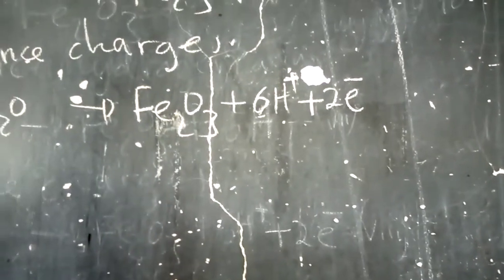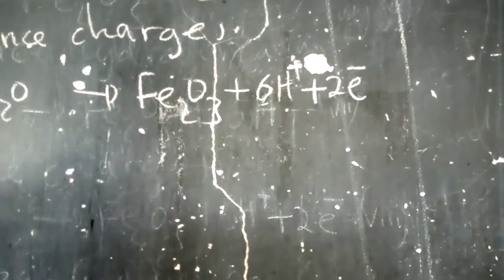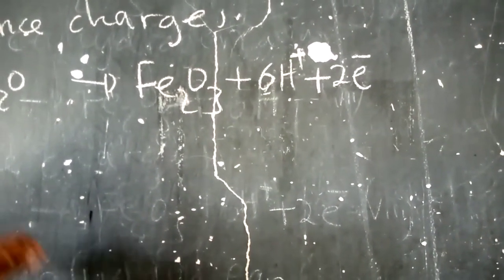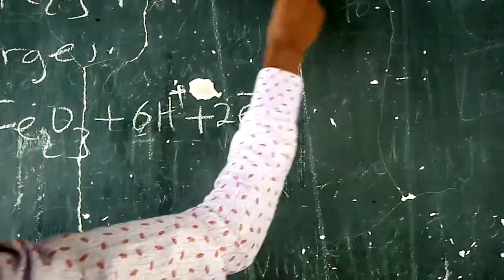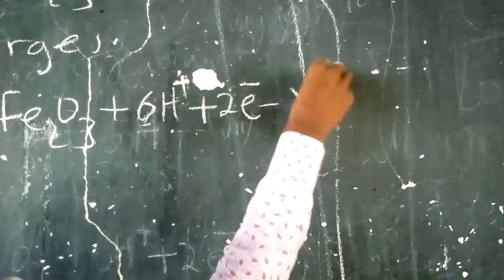So this equation is balanced in terms of materials and charges. And you mark this equation as equation 9.